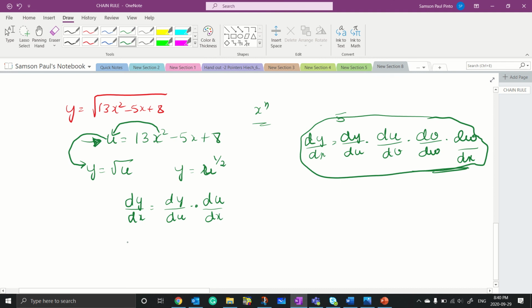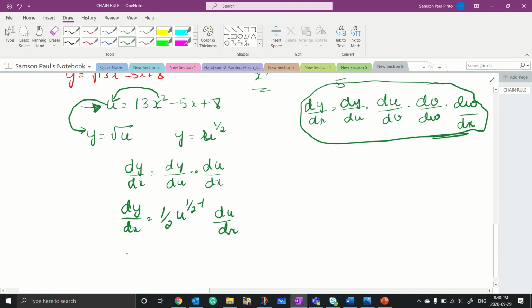Okay, now how do I solve this? dy by du is the derivative of u to the power half, so half u to the power half minus 1, into du by dx. Let me process this further a little bit. dy by du is equal to half times u to the power of minus half. U to the power of minus half can again be expressed as 1 by root u. So this whole term can be expressed as 1 by 2 root u. Just simplify, you will come to know 1 by 2 root u.